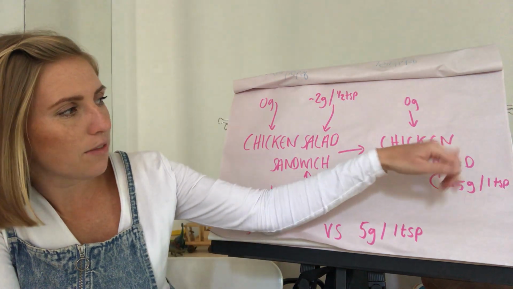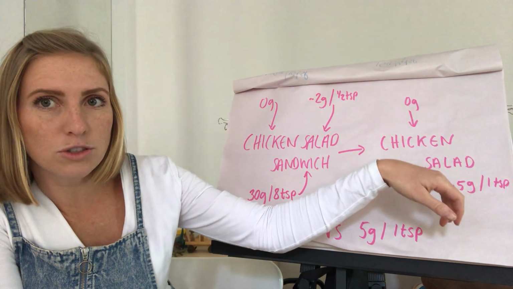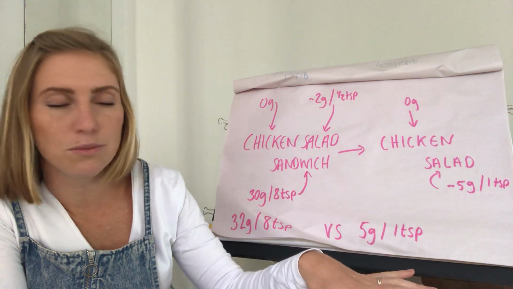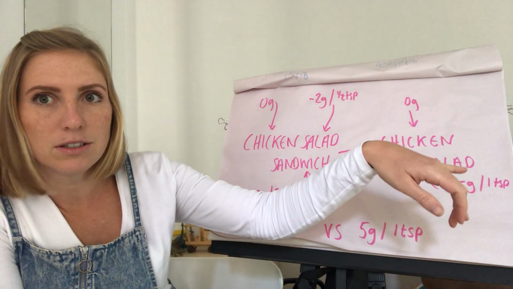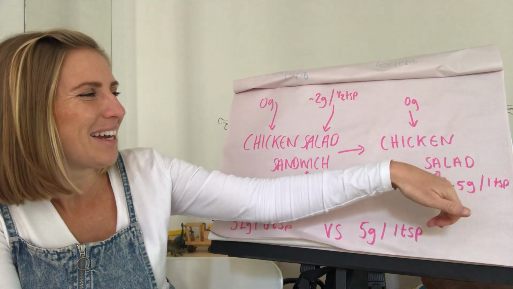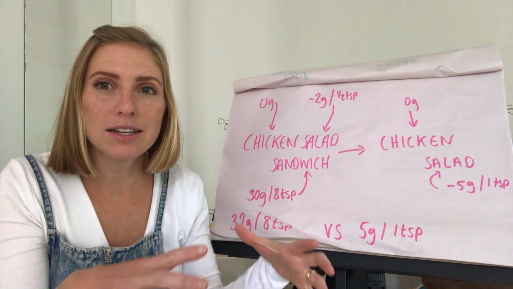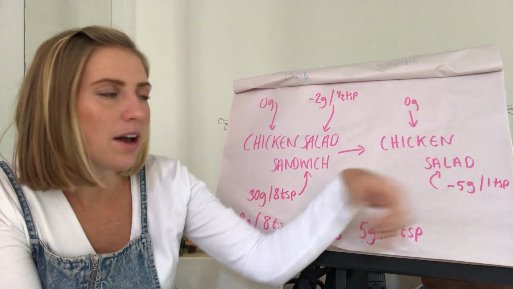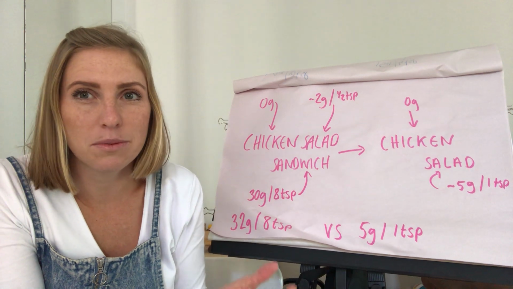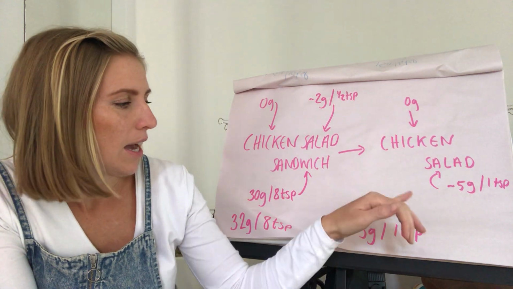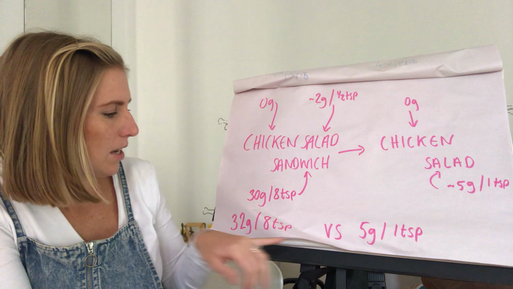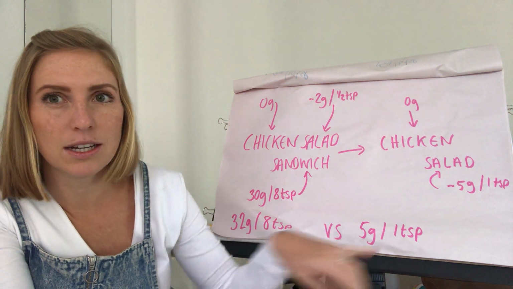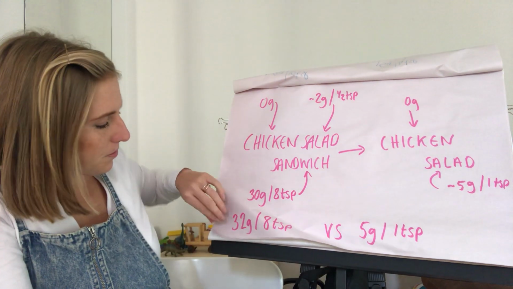If you were just to have the exact same chicken and more salad and no bread, one, you'll generally feel a lot better. But the salad, assuming a fairly sizable salad, you're having about 5 grams of carbohydrate, which is just over 1 teaspoon of sugar. And so again, you've dropped it down from 8 teaspoons of sugar down to 1 teaspoon of sugar.